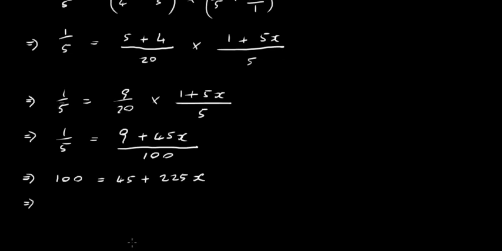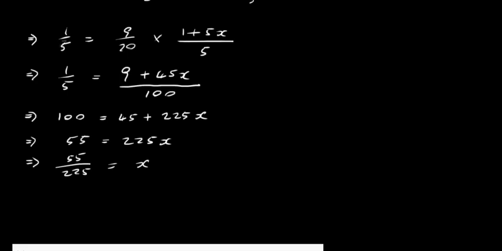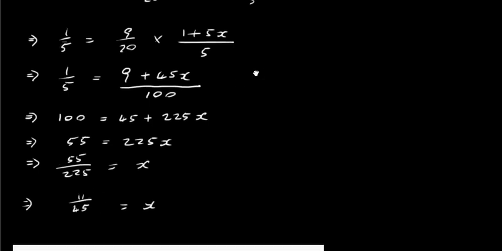Okay, so bring over the 45, subtract 45 from both sides. 55 on this side, 225x on this side, divide by 225, so it's 55 divided by 225, and that gives me x. And that should simplify to x is equal to 11 over, we've got to divide by 5, so that's 11 over 45. So we know what x is. X is 11 over 45.